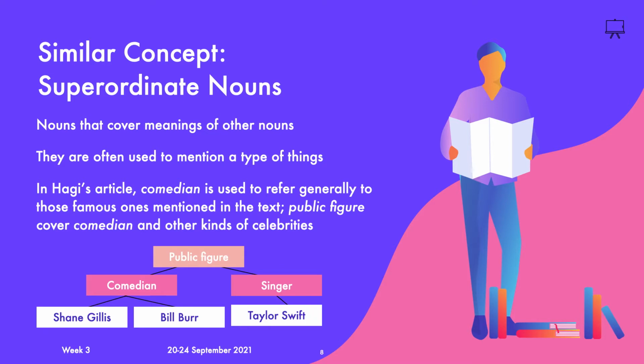When you look at the tree diagram on this slide, you will find that it actually looks quite like an umbrella. And the term public figure actually umbrellas or covers all the terms under it: comedian, singer, Shane Gillis, Bill Burr, Taylor Swift, and many more. So the term public figure has the meaning, okay, as much as the more specific nouns like comedian and singer.